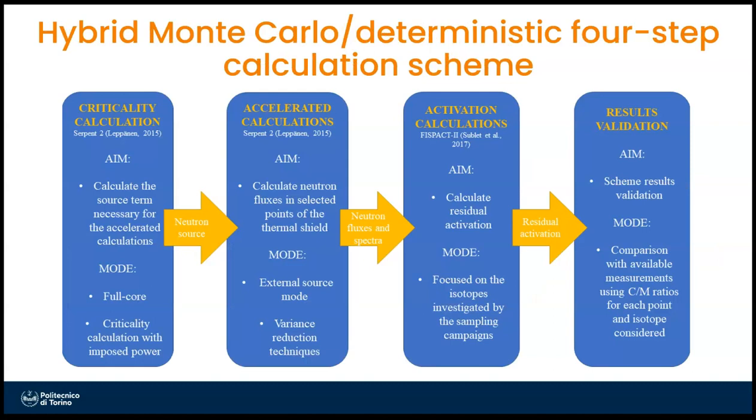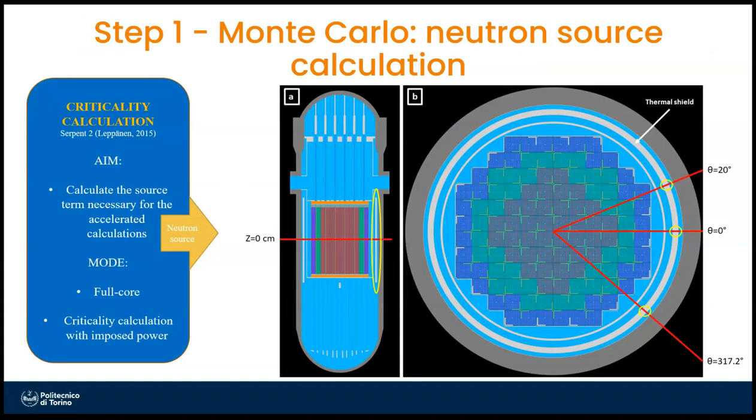In order to do this, a hybrid Monte Carlo/deterministic four-step scheme was developed, formed by different parts that I will briefly discuss here. The first part is the calculation done using a Monte Carlo software, and it was necessary to evaluate the neutron source. So data from the reactor materials and the reactor geometries were put together inside a neutronic model that was used to calculate this neutron source.